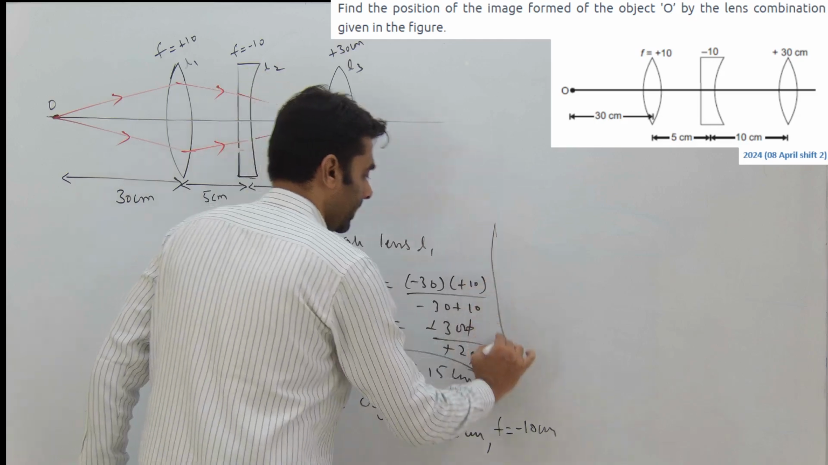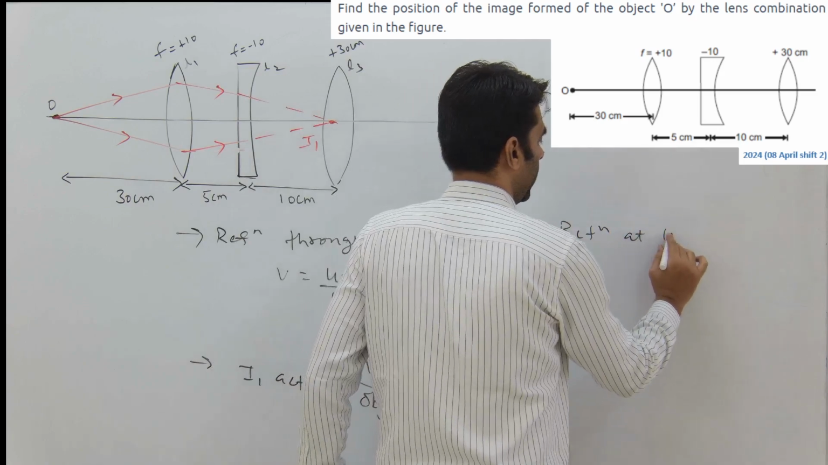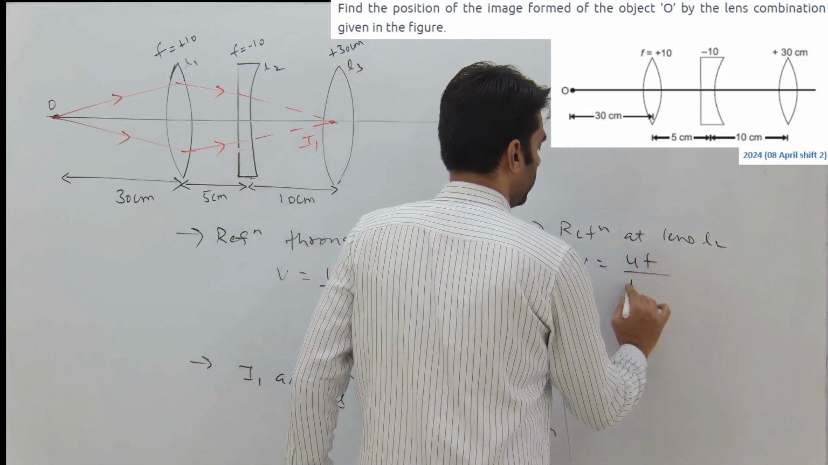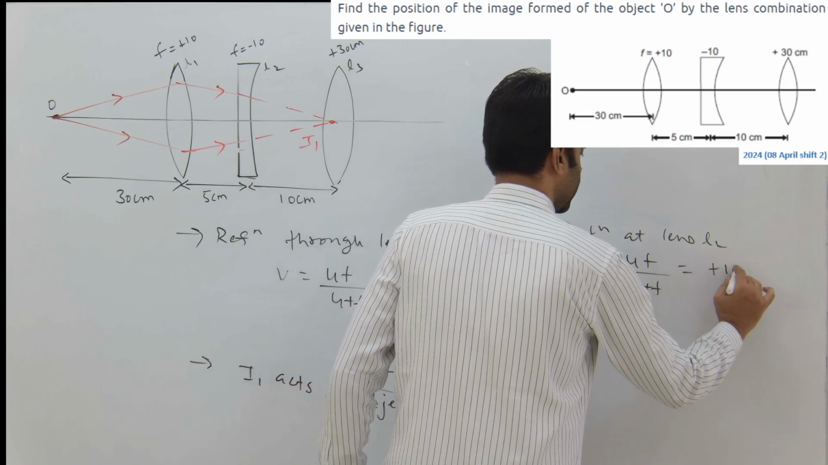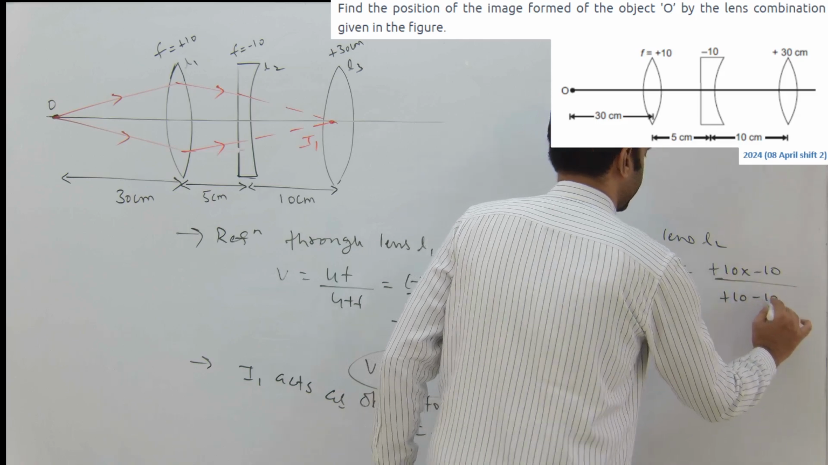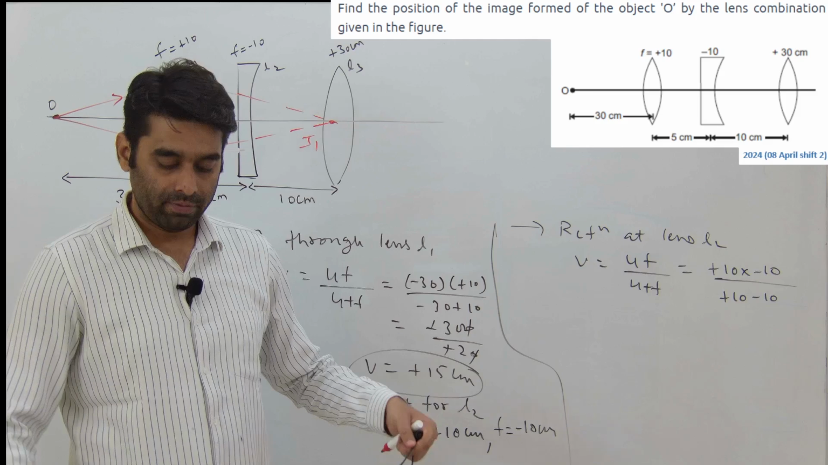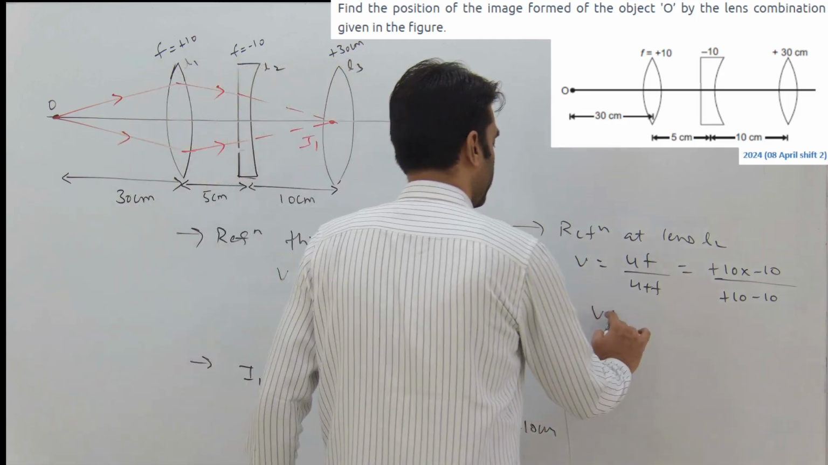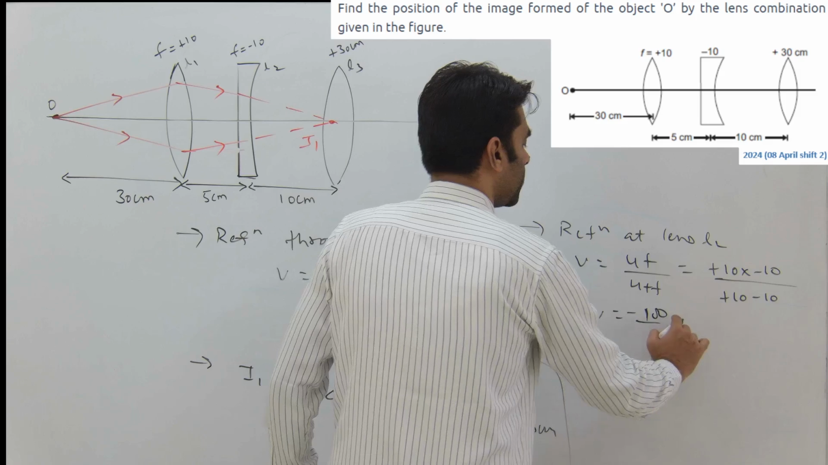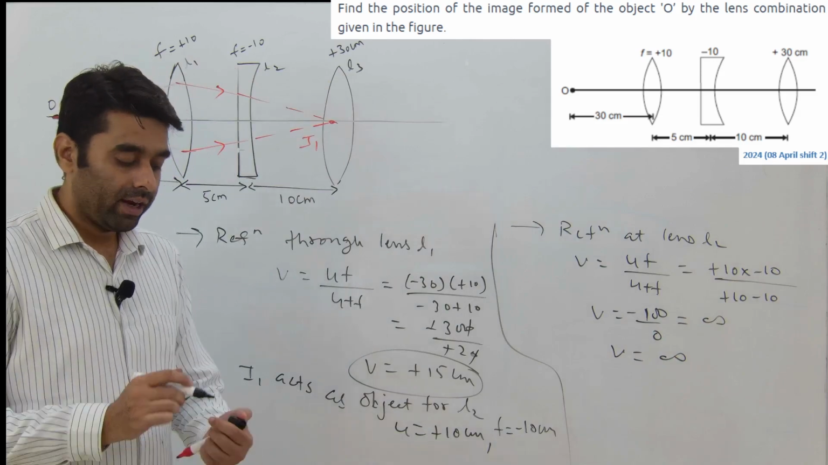Now let's see the second refraction. Refraction at lens 2, L2. v equals uf by u plus f. u is plus 10, f is minus 10, divided by plus 10 minus 10. In the denominator we are getting 0. That means v is minus 100 by 0, which implies the v value is infinite. Interesting. The v value is coming out infinite.